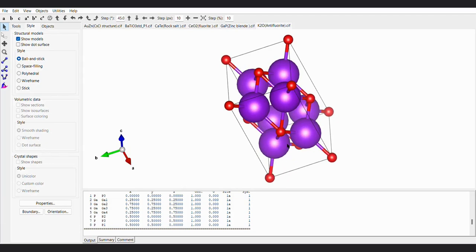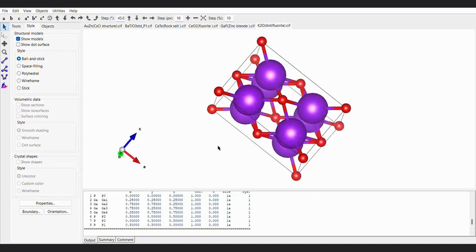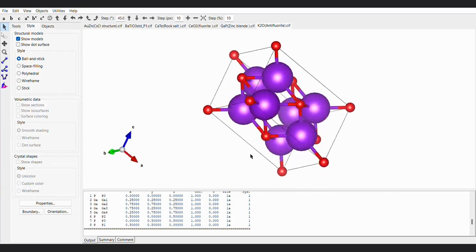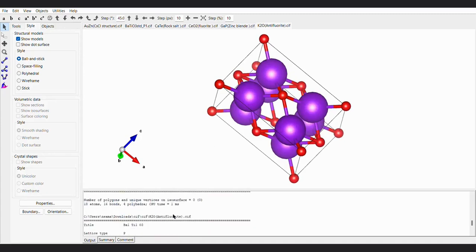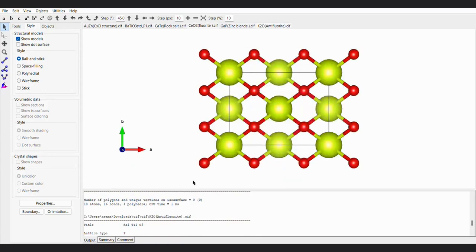Since this is ionic and it exhibits cubic symmetry, the next structure is of CeO2, which resembles the fluorite structure.